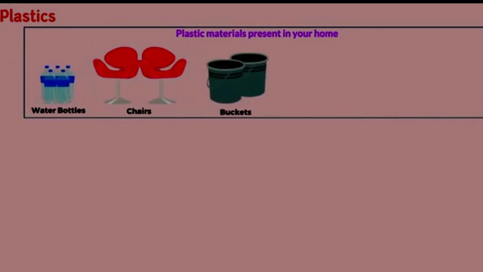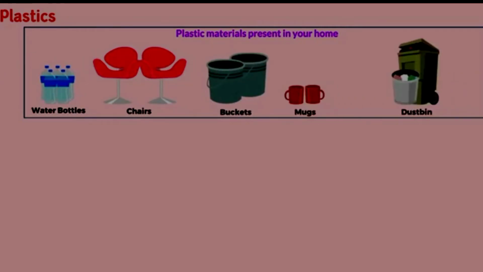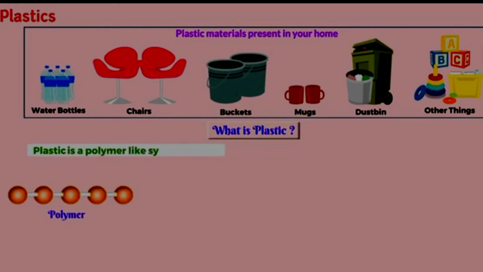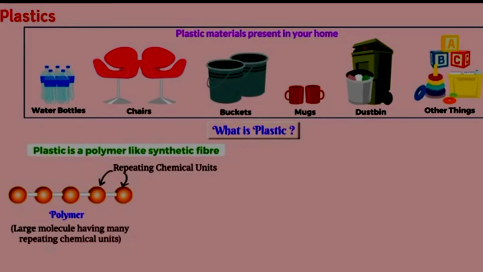So can you list out the plastic materials present in your home? Let me help you. Water bottles, chairs, buckets, mugs, dustbin, and many others are made from plastic. But the real question is, what is plastic? Dear students, plastic is a polymer-like synthetic fiber. A polymer is a large molecule having many repeating chemical units.